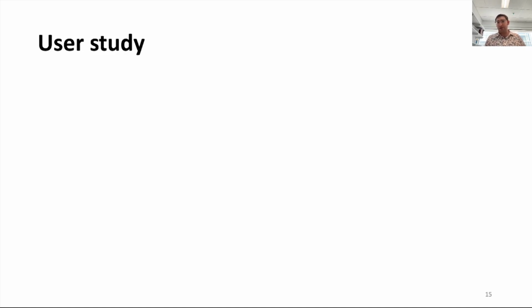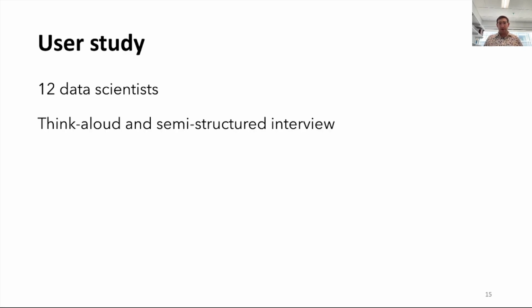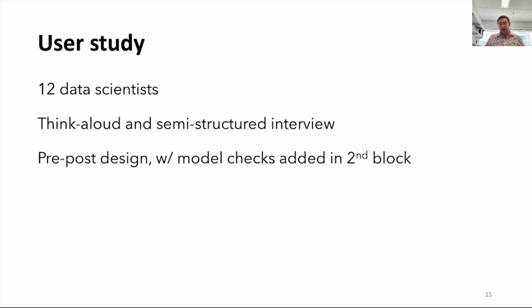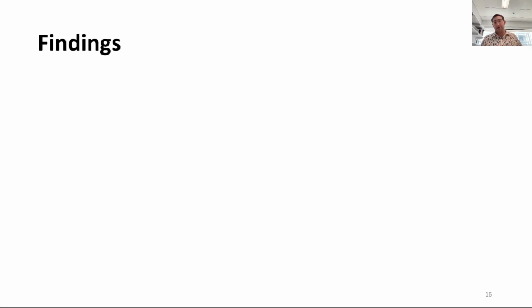We ran a user study to evaluate how incorporating model checking into a visual exploration tool changes analysis behaviors. We recruited 12 data scientists practicing in the public and private sectors to participate in a study that was part think aloud and part semi-structured conversational interview. The study followed a pre-post design where participants analyzed two data sets. First, they used a simple visualization tool with no model checking functionality, and then with the second data set, they used EVM. We qualitatively analyzed interview recordings and transcripts, focusing on changes in analysis behaviors with versus without model checks.